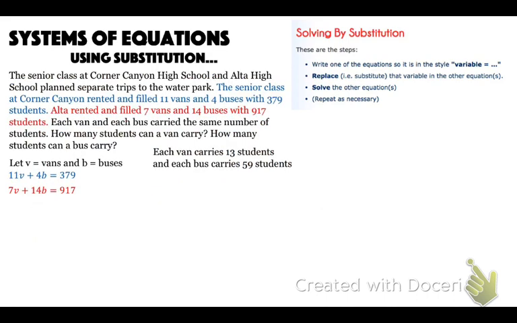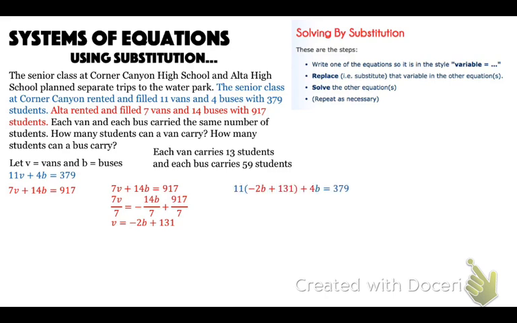Okay. Let's look at this one. So here we have to solve for one of these. I'm just going to solve it for v. So 7v plus 14b equals 917. Subtract that 14b over, and you get 7v equals negative 14b plus 917. Divide by 7, and you get v equals negative 2b plus 131.